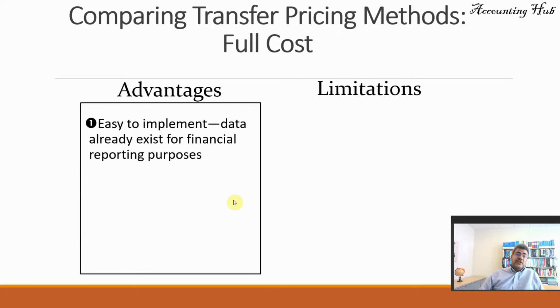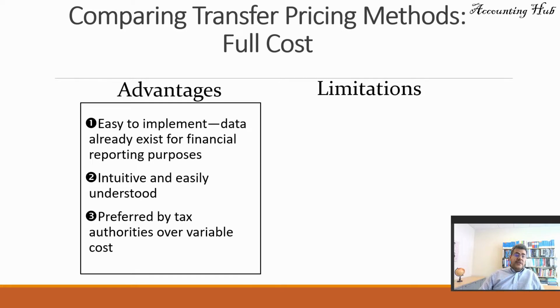Full cost: easy to implement, data already exists for financial reporting purposes. We will go on that for the journal entry of this transfer price. Intuitive and easily understood, preferred by tax authorities over variable cost. Remember, guys, for tax, we cannot use variable costing. We need to use full cost or absorption costing. So for tax, full cost is the best one.